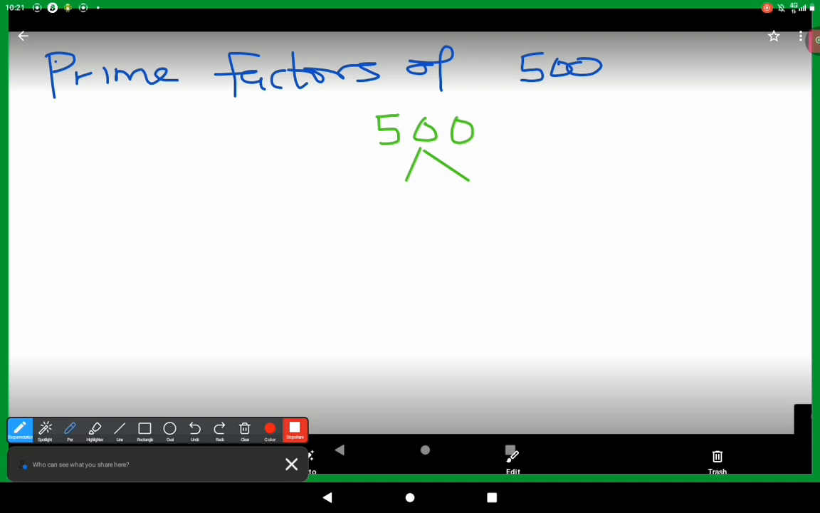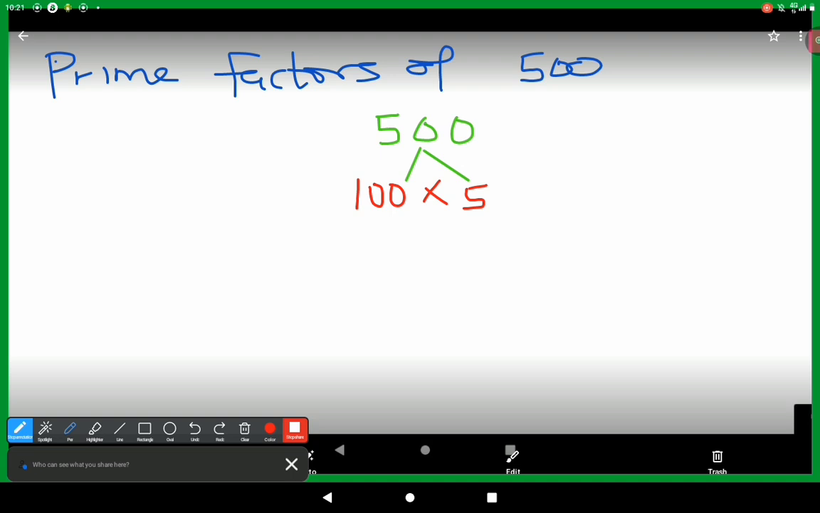50 times 10. That's fine. 100 times 5. That is fine. Whichever one that you pick, just follow the process. Should I pick 100 times 5 or should I pick 50 times 10? Okay, I'll go for 100 times 5. So 100 multiplied by 5 will give me 500.